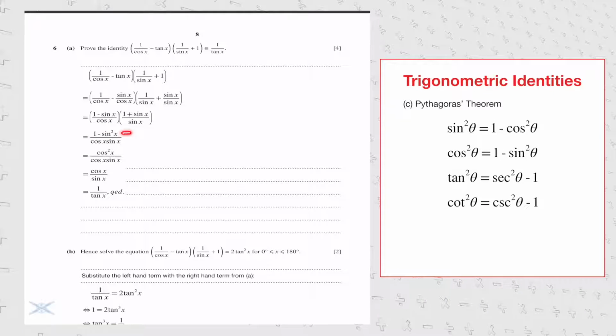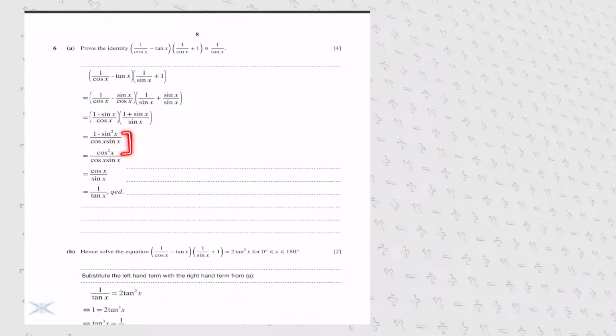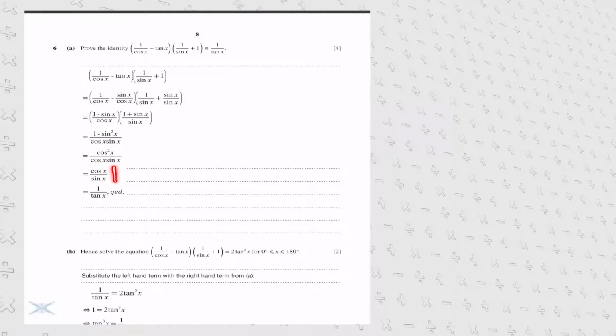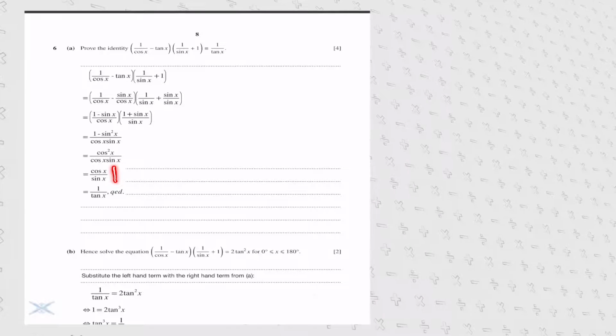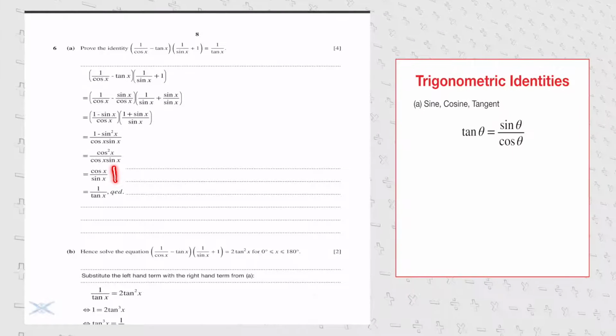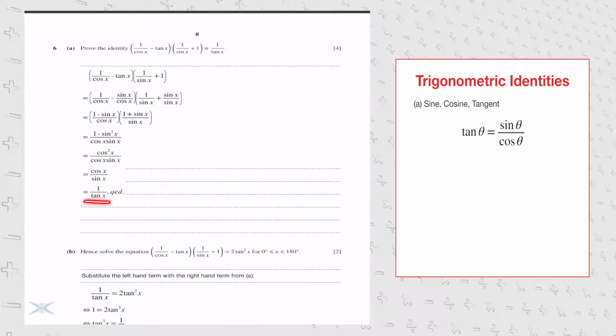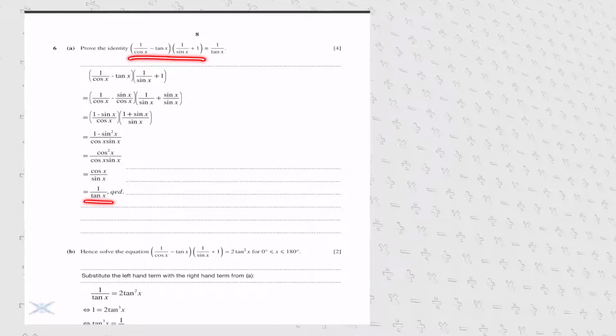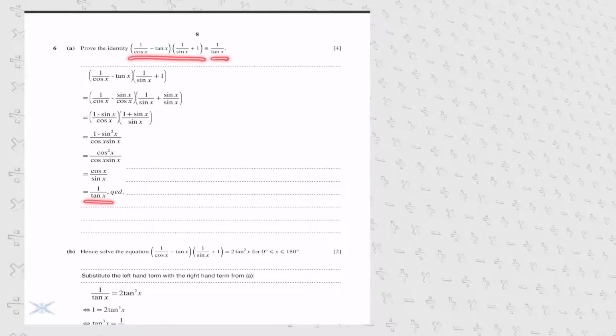Therefore, this expression can be rewritten as cosine squared x, which can then be simplified, and again according to the laws of trigonometric identities, which you are again supplied with on the right hand side of the screen, we come to the conclusion that the left hand side of this identity indeed equals the expression 1 over tangent x.